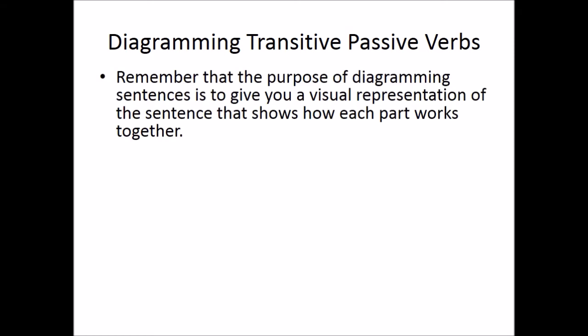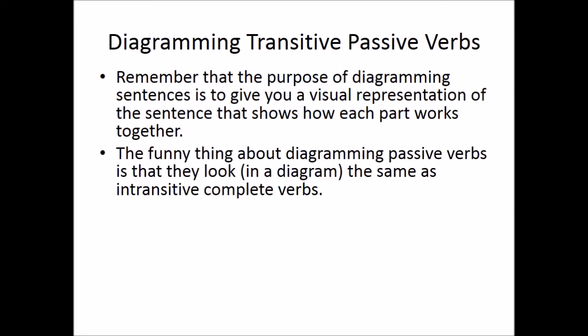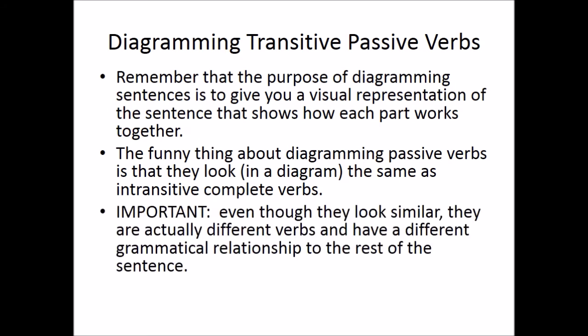Remember, the reason that we diagram sentences at all is to have a visual representation that shows how each part of the sentence works together. It is just to put the words in a diagram that shows how each is connected to the other, right? The funny thing about diagramming passive verbs is that they look in a diagram exactly the same as intransitive complete verbs. When you see a diagram, the passive verbs will look just like intransitive complete verbs, but it is important to remember that they actually have a very different job. They're grammatically related to the rest of the sentence very differently than the intransitive complete verbs because the action is being transferred to the subject.